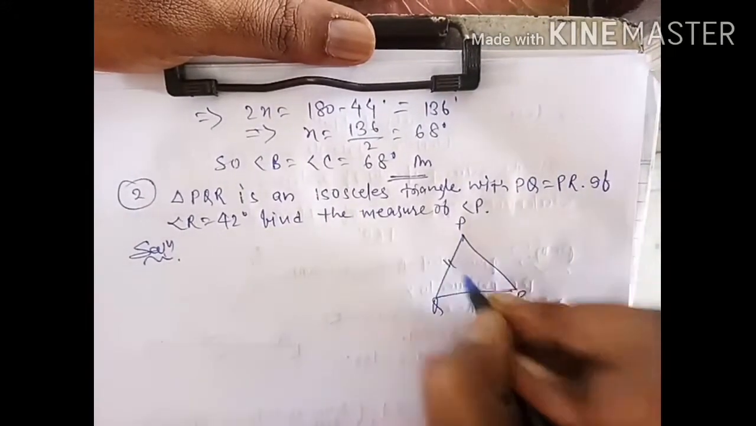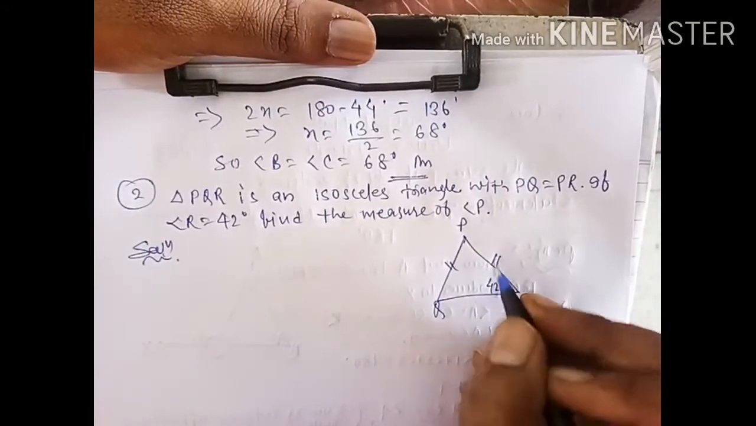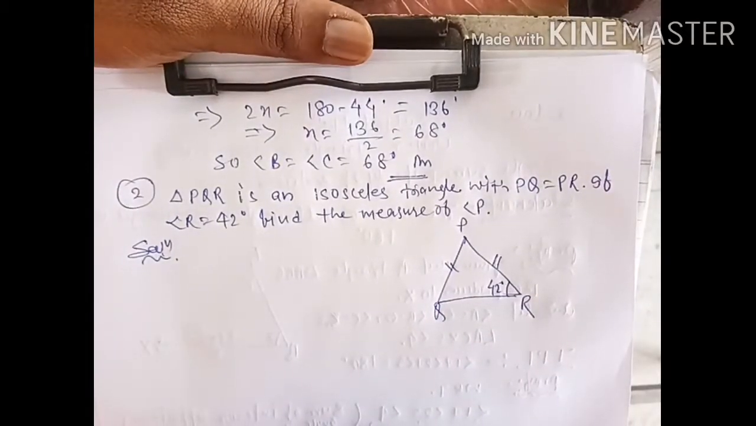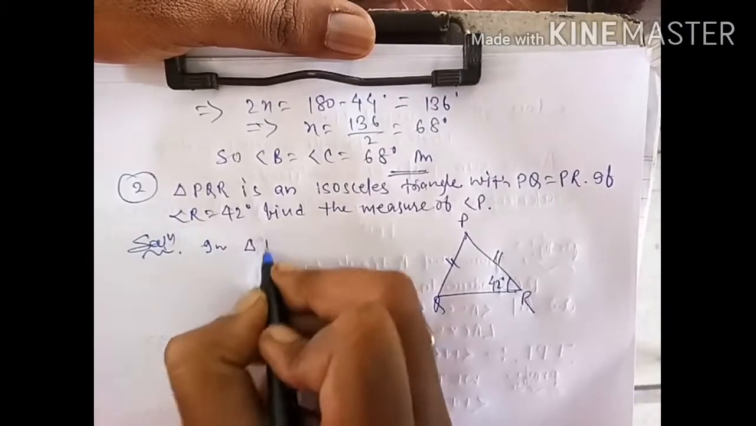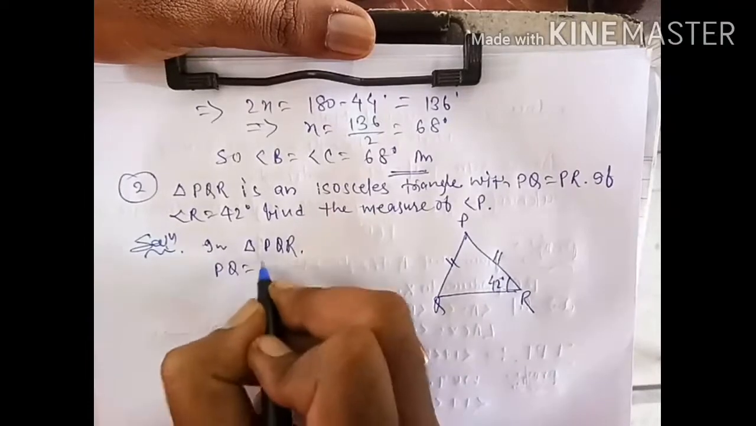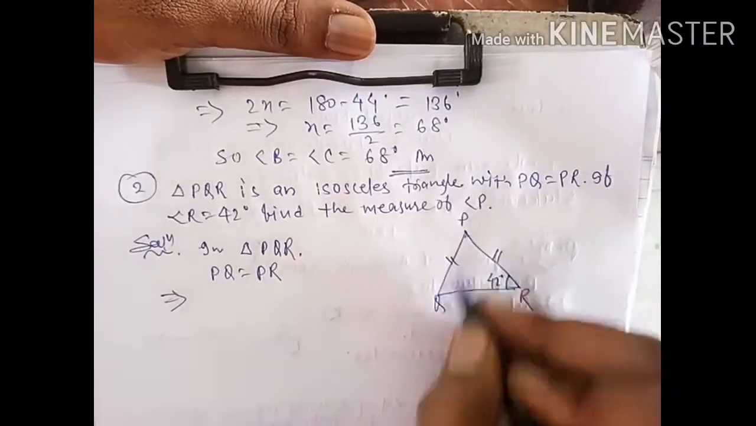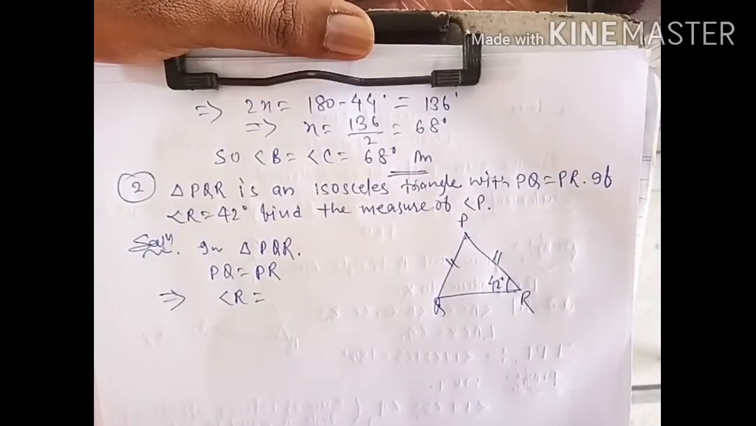Here given that PQ is equal to PR, angle R is equal to 42 degree, and you have to find the measure of angle P. Given: in triangle PQR, PQ is equal to PR. It means angle R is equal to angle Q.